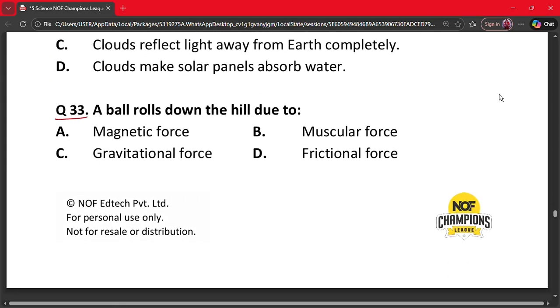Question 33. A ball rolls down the hill due to A. Magnetic force, B. Muscular force, C. Gravitational force, and D. Frictional force. The correct answer is option C. That is gravitational force. Gravity pulls objects towards Earth's center, causing downhill motion. So correct answer is option C.